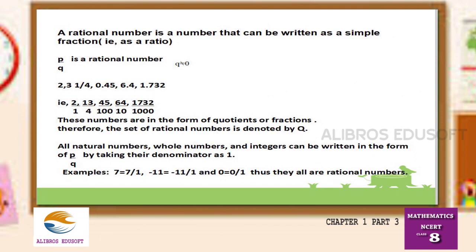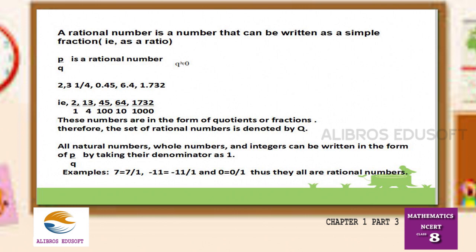For example, 2, 3, 1 by 4, 0.45, 6.4 and 1.732. These can be written as 2 by 1, 13 by 4, 45 by 100, 64 by 10, 1732 by 1000. These numbers are in the form of quotients or fractions. Therefore, the set of rational numbers is denoted by the capital letter Q.